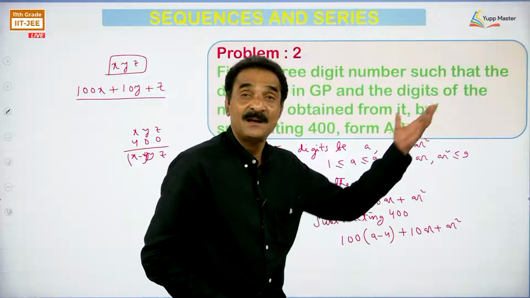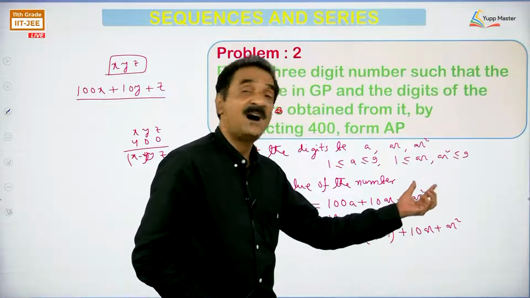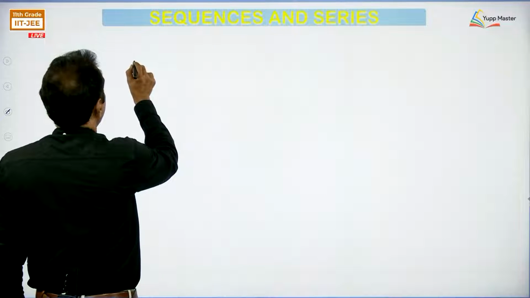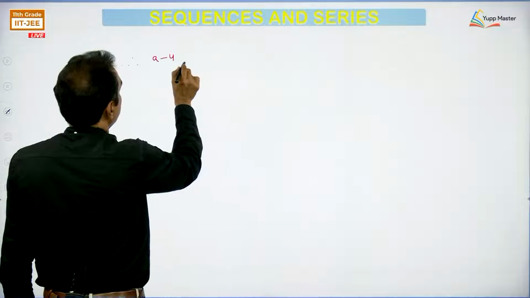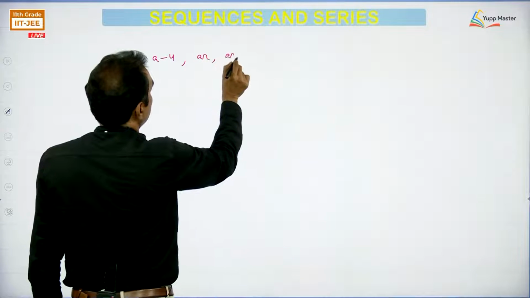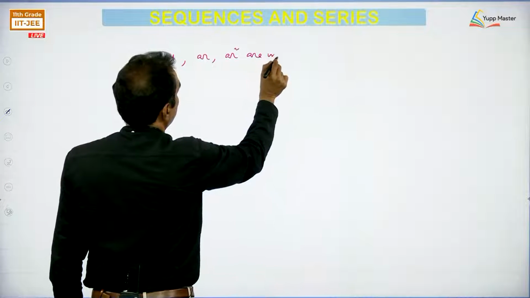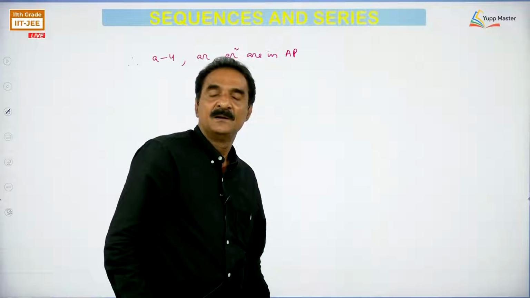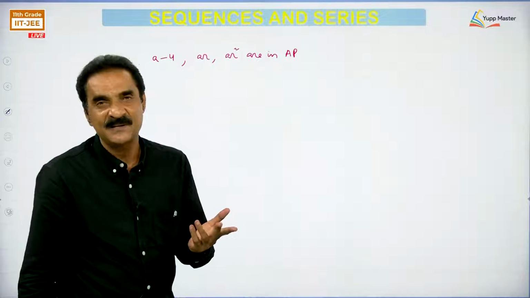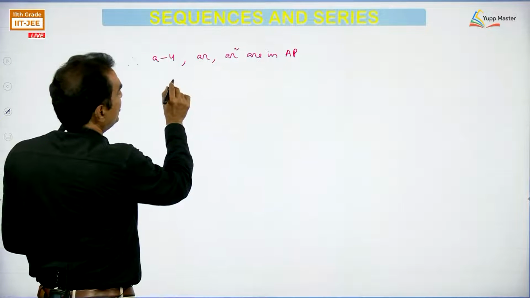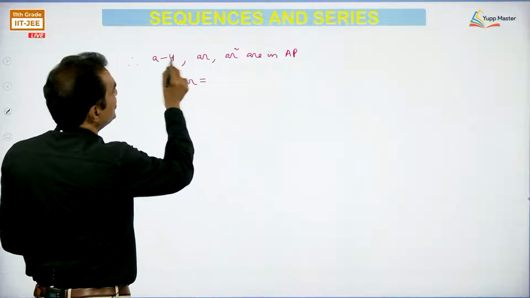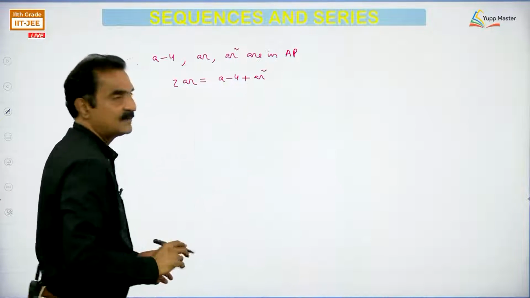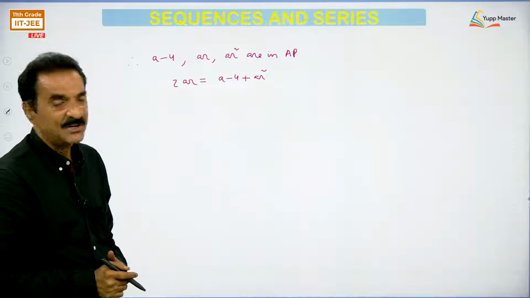Okay. So what are in AP? a minus 4, ar, ar square are in AP. Let us write it. Therefore a minus 4, ar, ar square are in AP. Then what is the property of AP? If A, B, C are in AP, 2B is equal to A plus C. So here, 2 into the middle one, 2ar is equal to this plus this: a minus 4 plus ar square. Alright. Now we have to solve this equation.